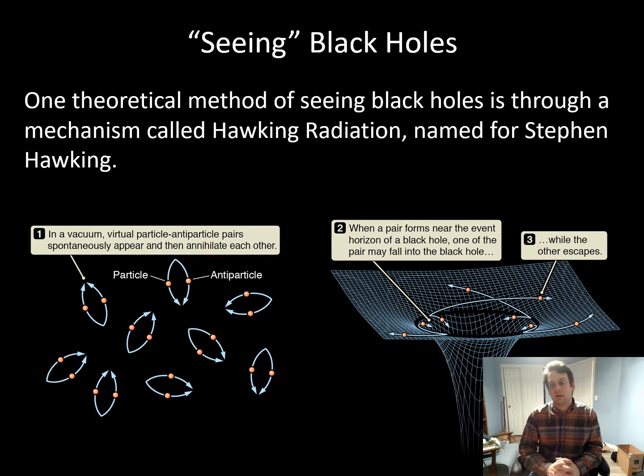evaporate. Now that rate is extremely slow for stellar mass or larger black holes, and so much longer than the age of the universe. But as it turns out, the smaller the black hole is, the lower the mass is, the faster it emits Hawking radiation and the faster it dissipates.